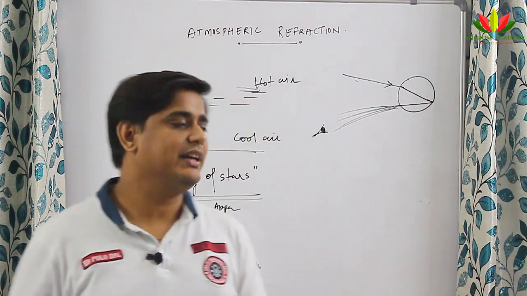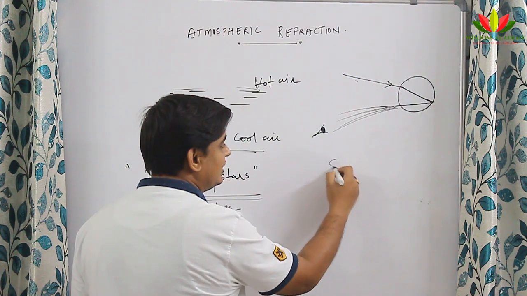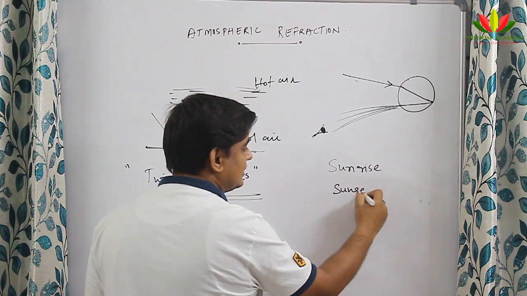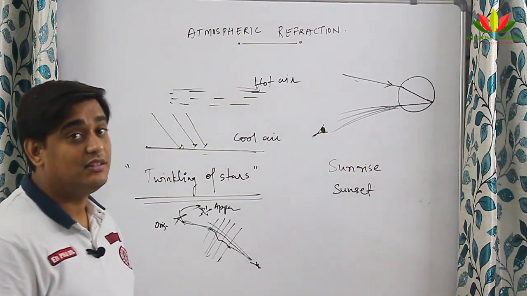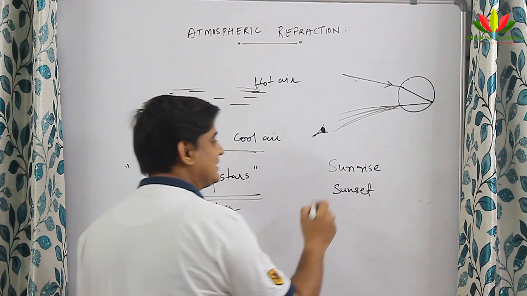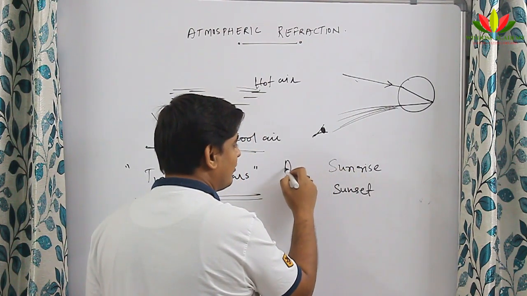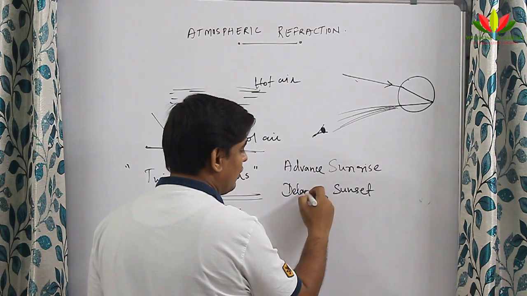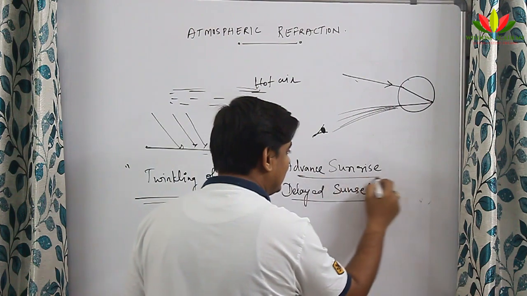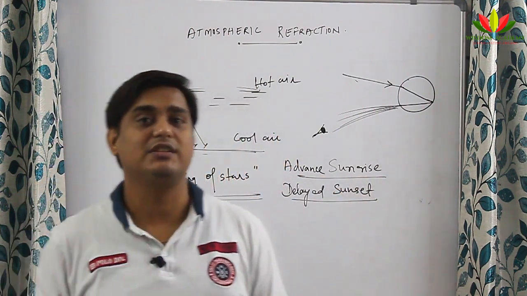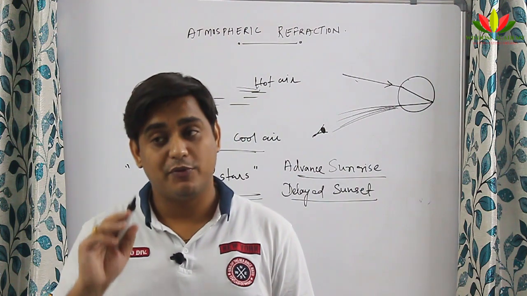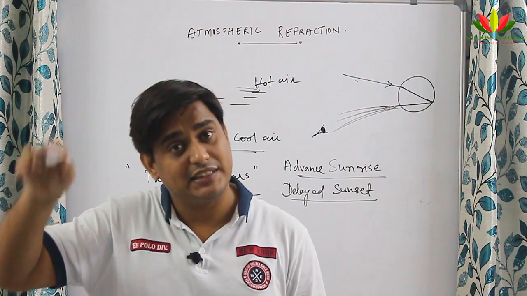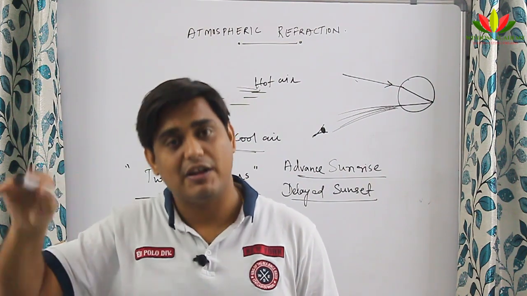The next topic I am going to talk about today is sunrise and sunset. Generally, sunrise and sunset are not seen in real time. Today you will know that the sunrise we are seeing is actually an advanced sunrise, and the sunset we are seeing is a delayed sunset. What I mean by these two things is that before the actual rising of the sun, you see the sun. Before the actual sunset of the sun, you keep on seeing the sun. The sun has actually set, but you keep on seeing it even after it has set.